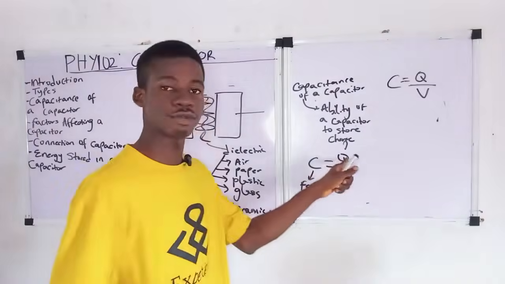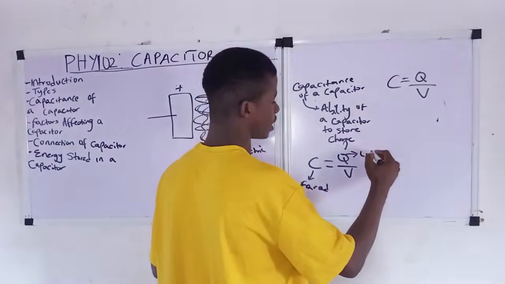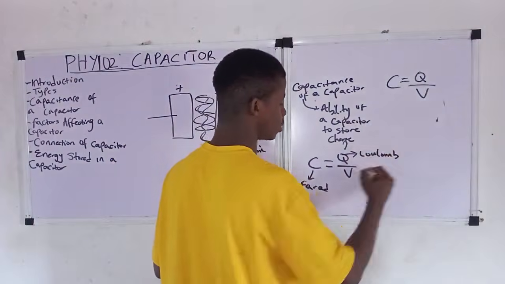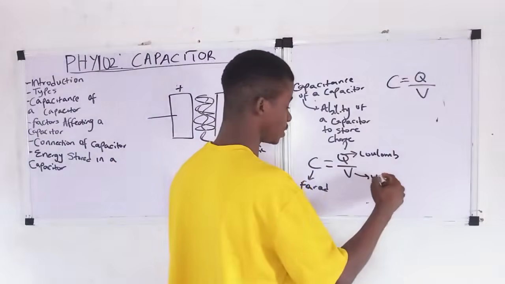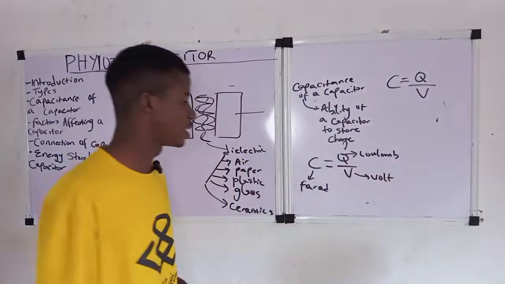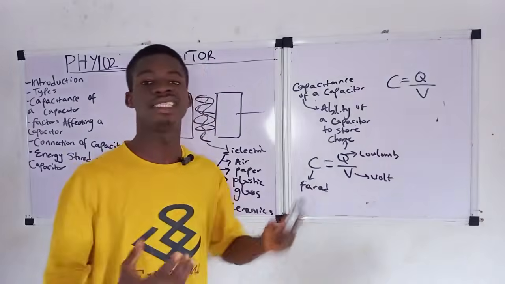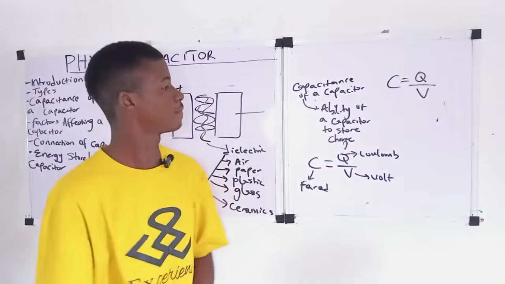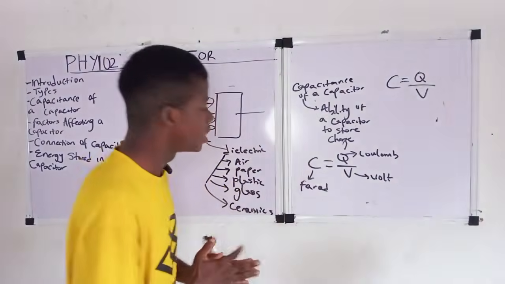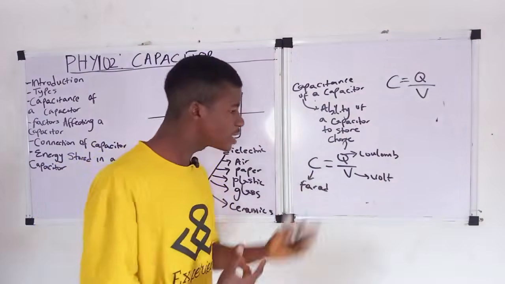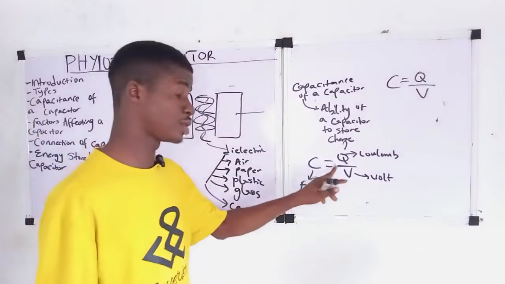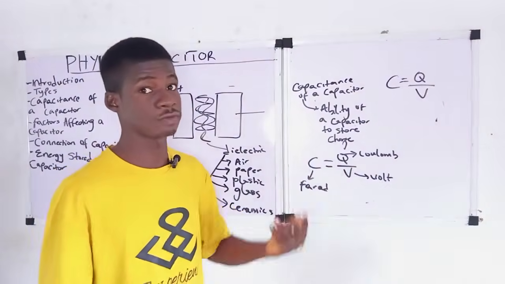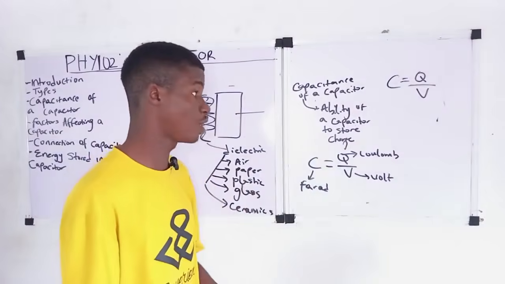We know the SI unit of charge is the coulomb, and for voltage, it is the volt. So the farad is the SI unit for capacitance. Let's dive deeper. Capacitance of a capacitor is equal to the charge stored by that capacitor per unit voltage, or the ability of a capacitor to store charge.